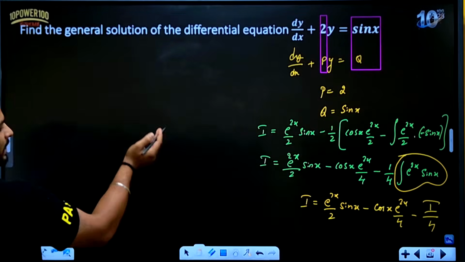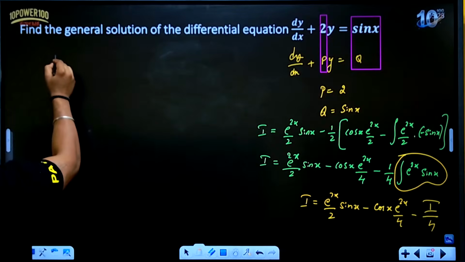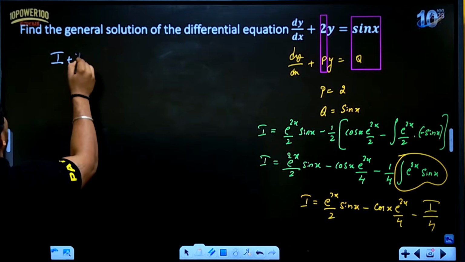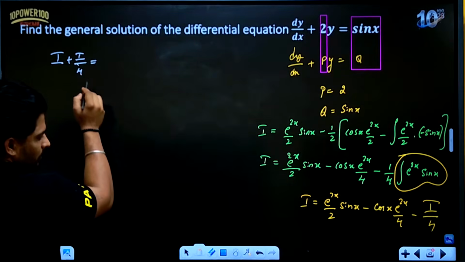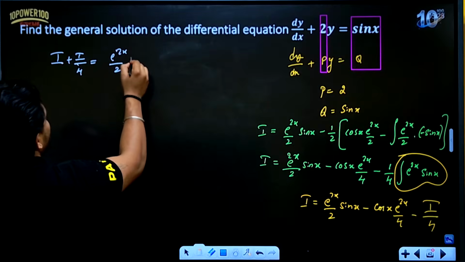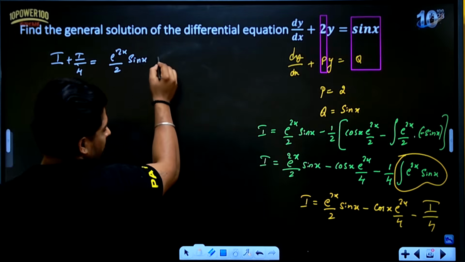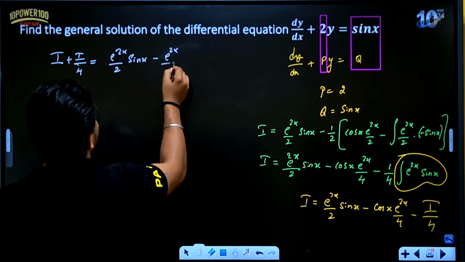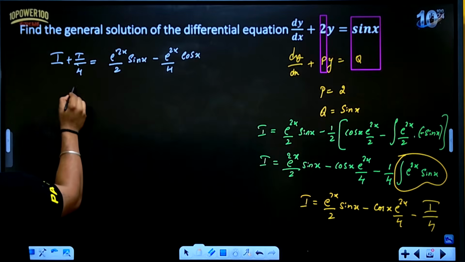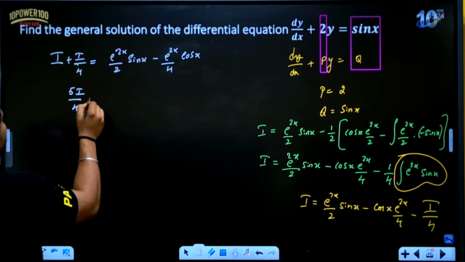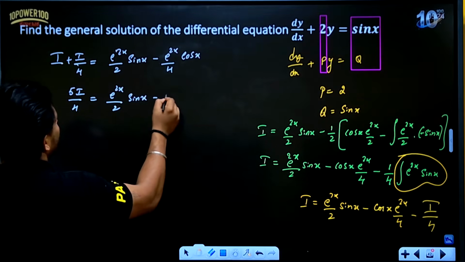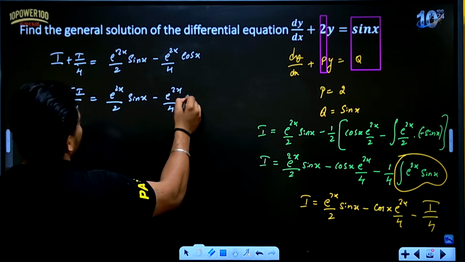So next, if I bring minus I by 4 this side, this becomes I plus I by 4 is equal to e to the power 2x by 2 sin x minus e to the power 2x by 4 cos x. So now 5I by 4 is equal to e to the power 2x by 2 sin x minus e to the power 2x by 4 cos x.